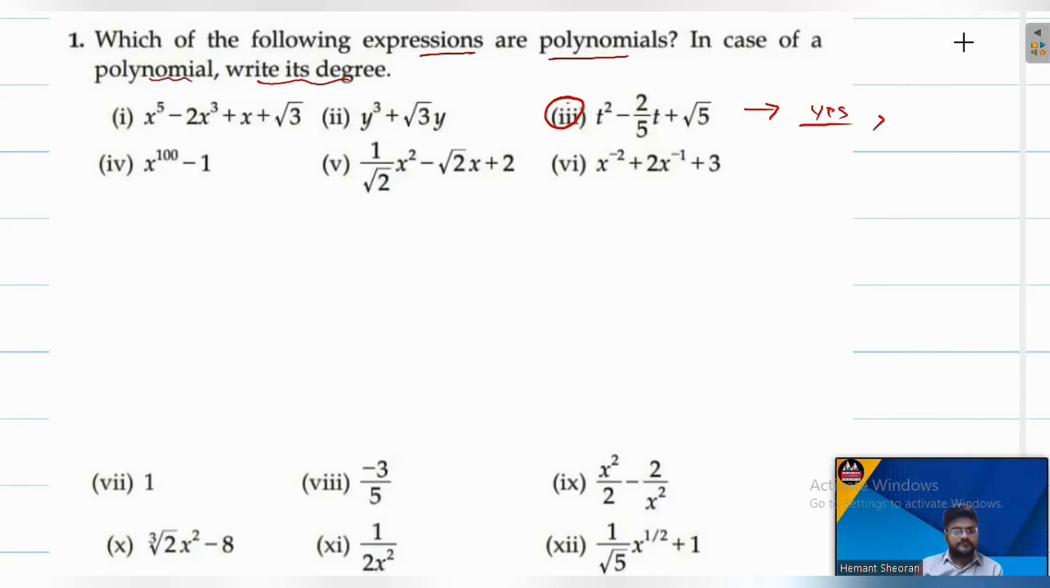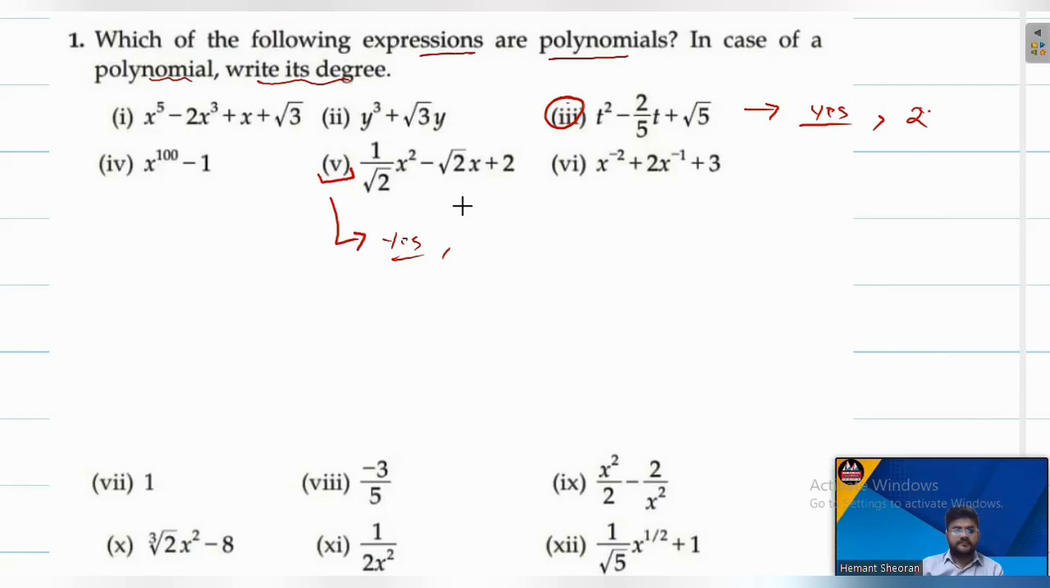Yeah, it's a polynomial. So what's the degree? The degree is 2. Okay, then Ahana, what about the fifth one? Is it a polynomial? Yeah. Okay. And what about the degree? Is it not a polynomial? No, it is. So what's the degree?